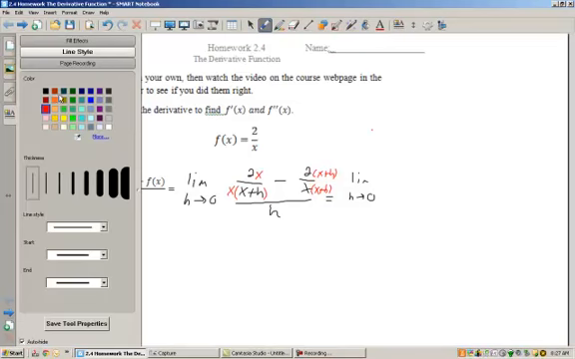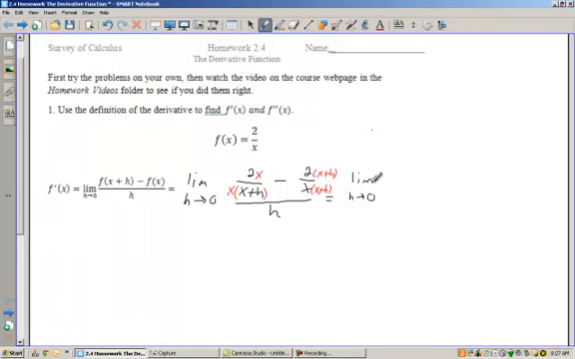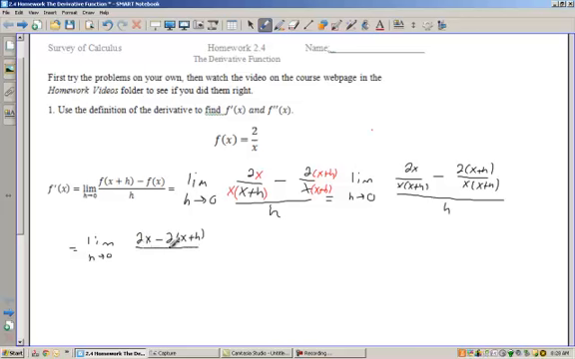Again, you have to put an x plus h up here so you don't change that fraction. And so what we have in the end is the limit as h goes to 0 of 2x over x times x plus h minus 2 times x plus h, all divided by x times x plus h. And of course this is still all divided by h. Once you have a common denominator, you can bring the numerators together. So it's the limit as h goes to 0 of 2x minus 2 times x plus h, all divided by x times x plus h.